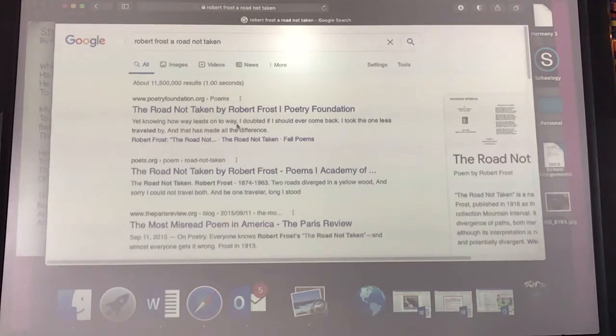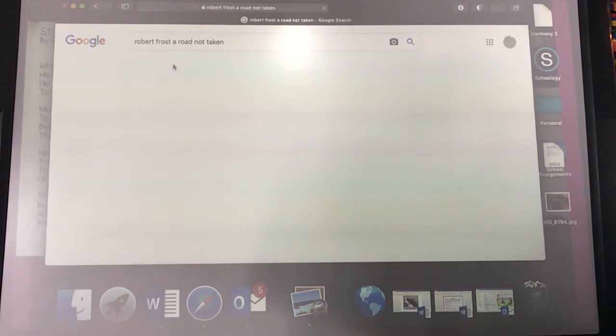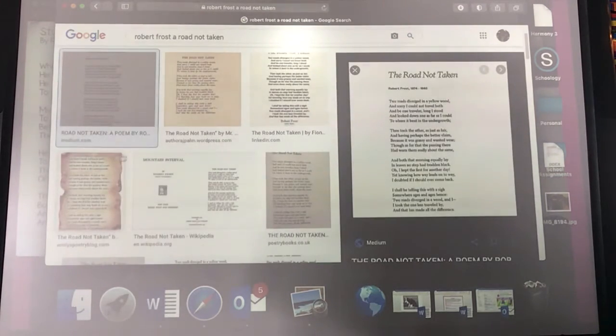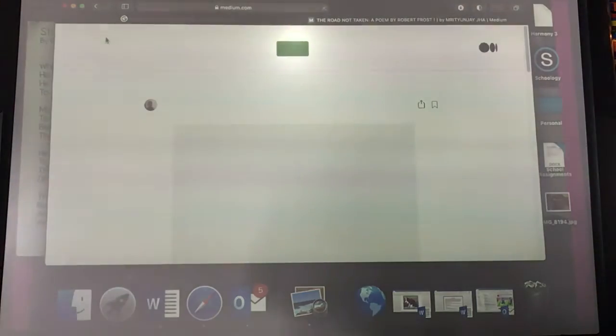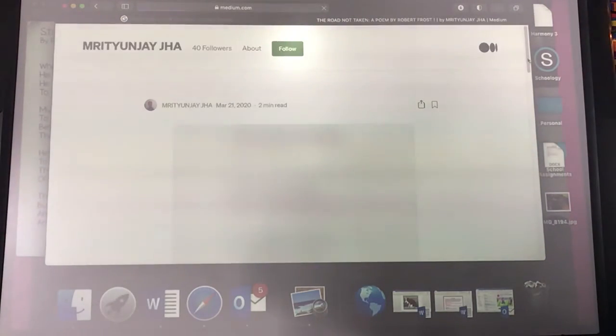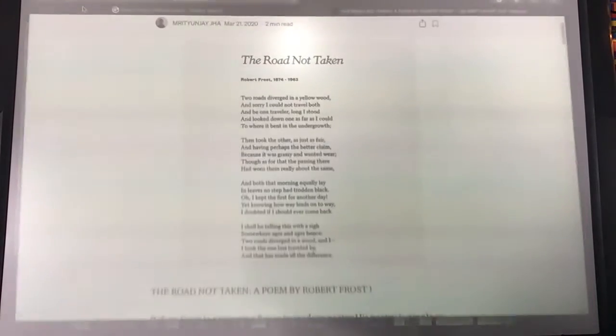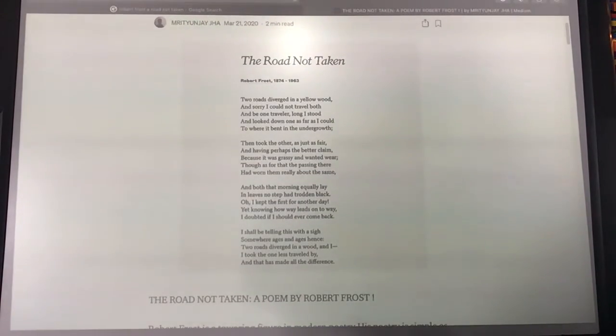So this is not on Schoology and this is not in your packet. You're just being a listener right now. I wanted to share with you my favorite poem by Robert Frost. It's called The Road Not Taken.